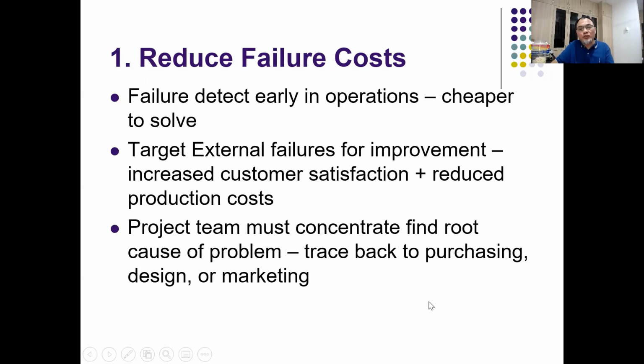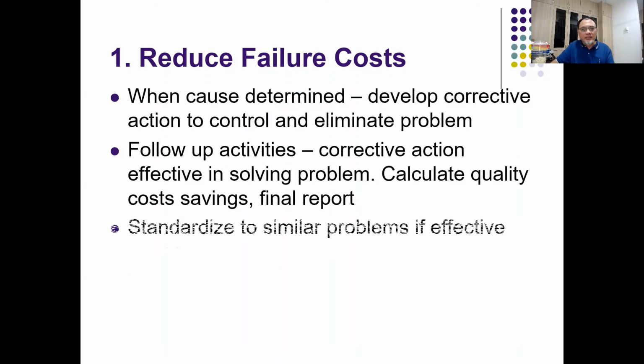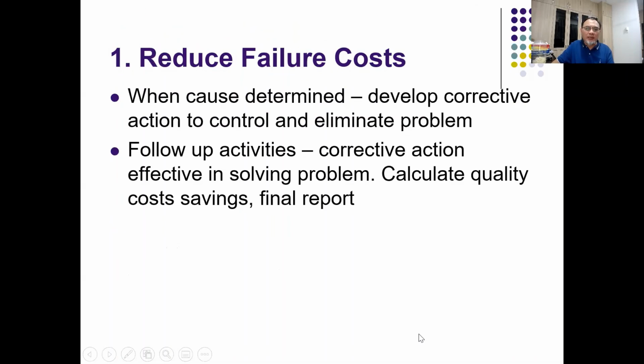So the project team must concentrate on finding the root cause of the problem. Trace back to purchasing, design, trace back to the process, trace back to the place in which the assembly is taking place. Look at the variables of human, material, method, inspection system, and so on. So when the cause is determined, develop corrective action to follow and limit the problem, and do follow-up activities.